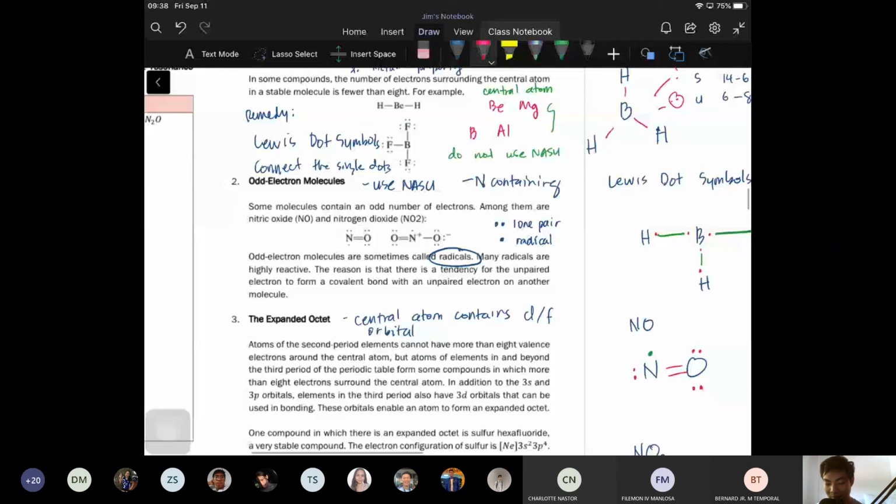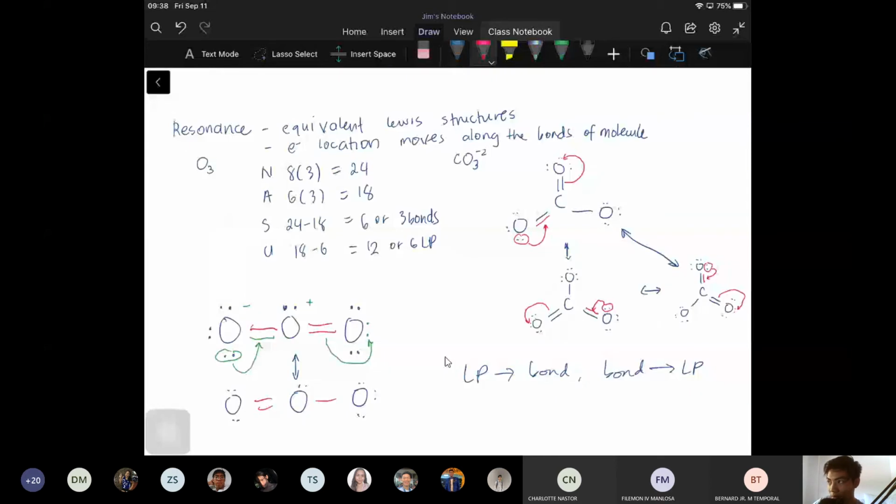Again, let's have a review. Resonance: your electrons are moving around the bonds at different atoms of your molecule, so those structures are equivalent. How is the movement again? Lone pair to bond, bond to lone pair. Lone pair to bond, bond to lone pair. Okay? That is resonance. If that is not possible, then there is no resonance structure.